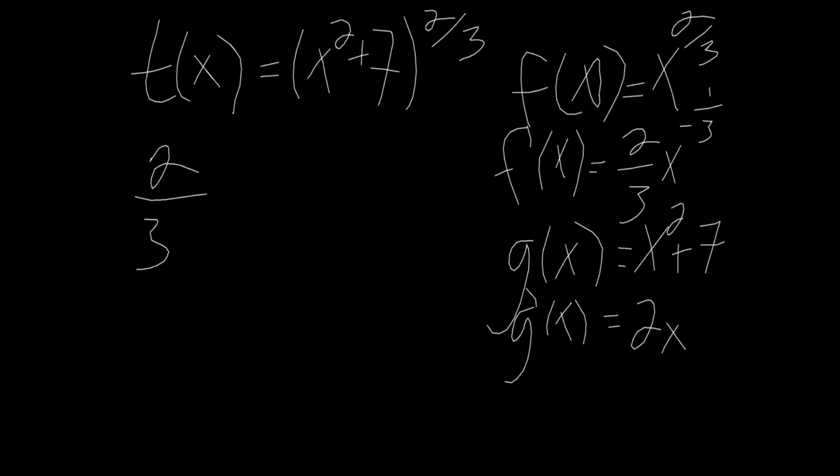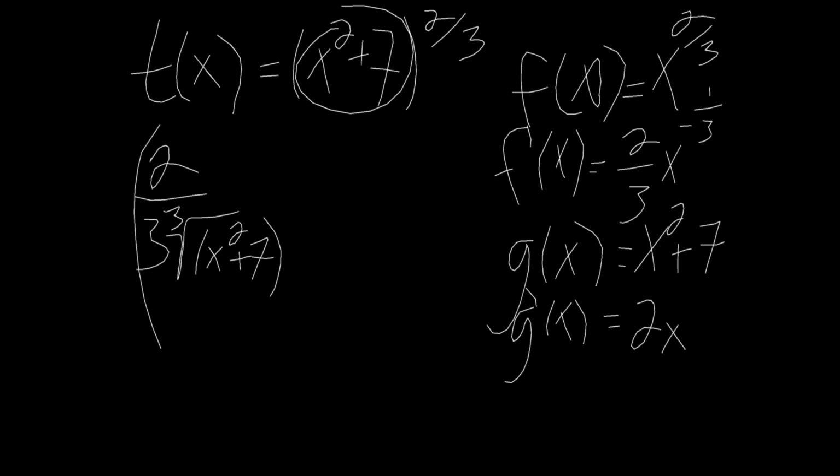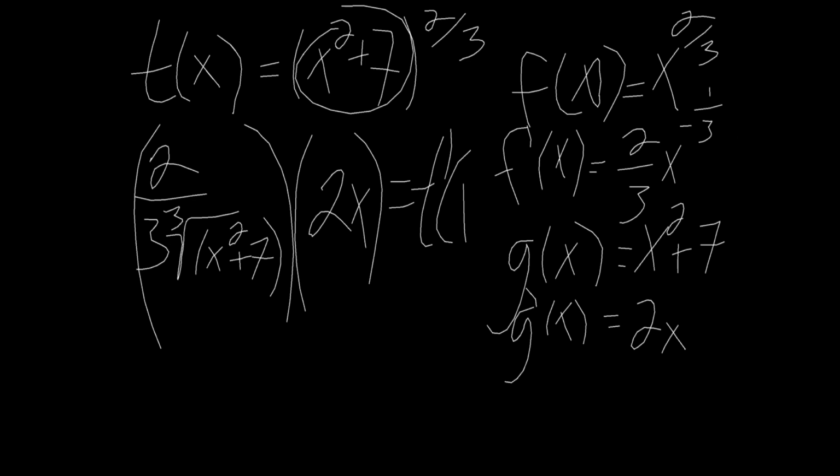And when we move it down, we have 2 over 3 times x to the 1/3, but we can rewrite this as a cube root. So cube root of x, right? But we're going to replace it with what was inside. So what was inside was x squared plus 7, all multiplied by the derivative of the inside, which is just 2x, equals h prime of x.